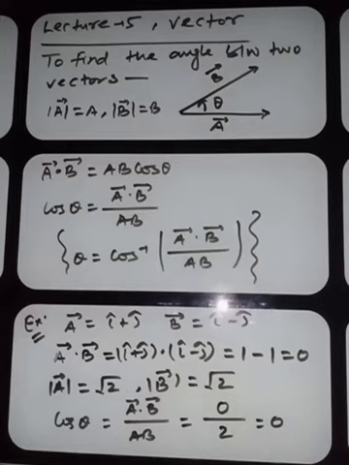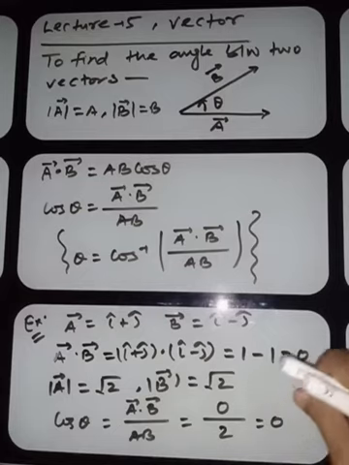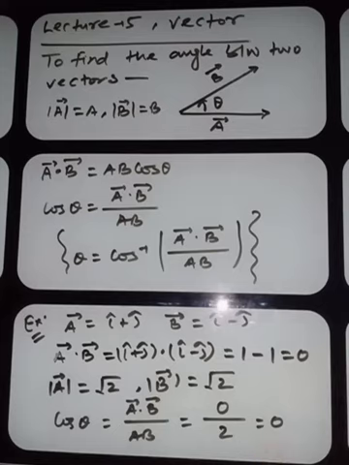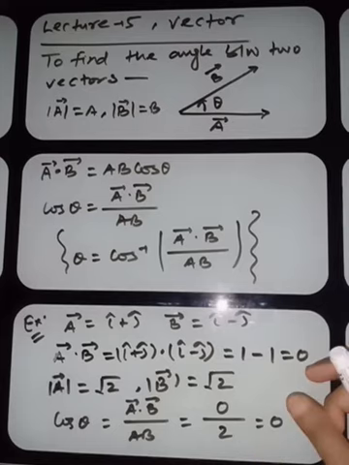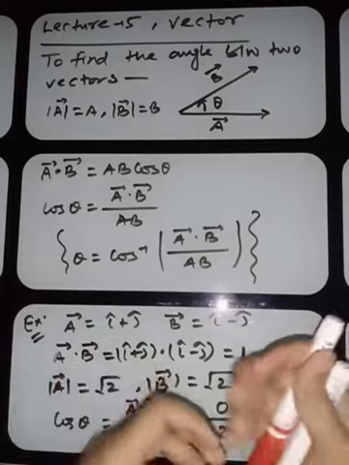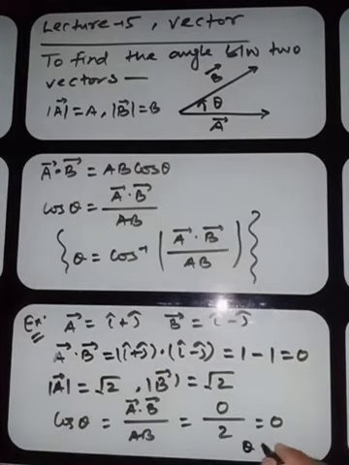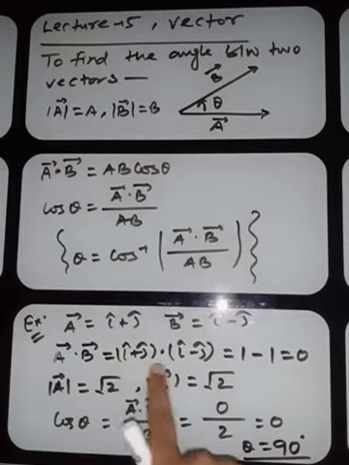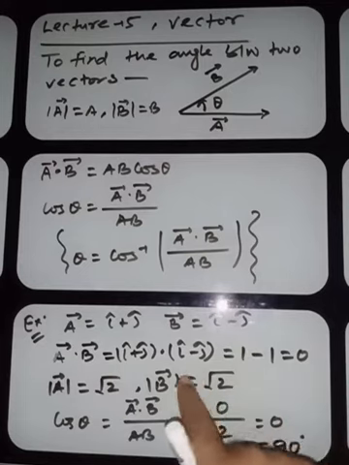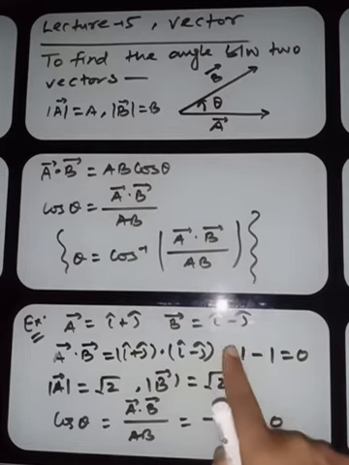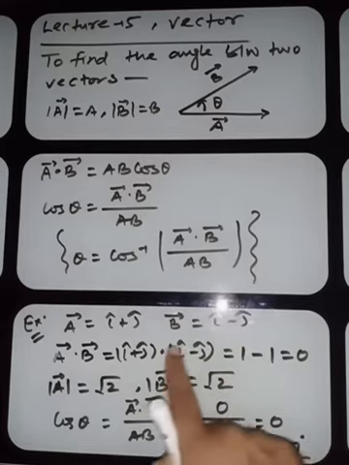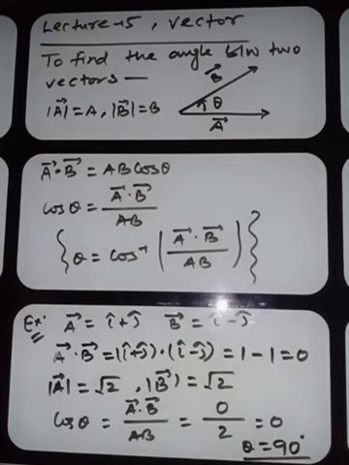My dear students, here cos theta is 0. Do you know the value of the angle for which the cosine becomes 0? Yes. How much is it? 90 degrees. So you can write theta equals 90 degrees. It means those two vectors i plus j and i minus j are perpendicular to each other. My dear students, using geometry you can see these vectors are actually perpendicular to each other.